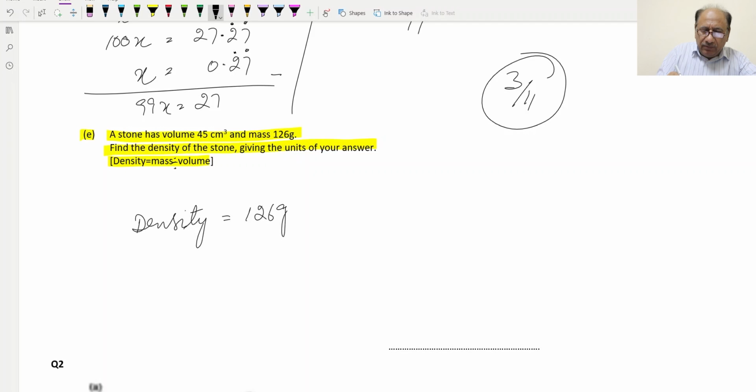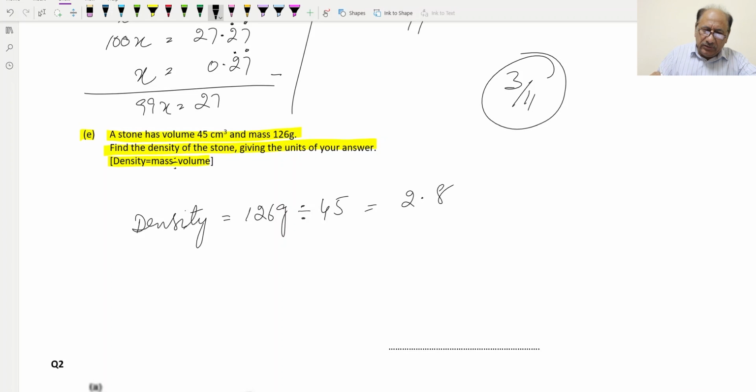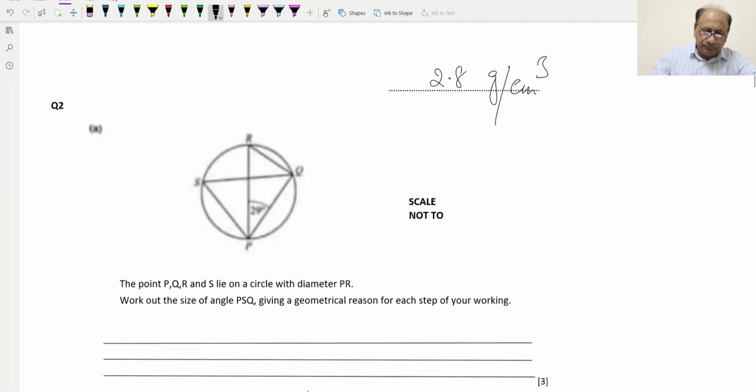126 grams divided by volume, which is 45, will be equal to 126 divided by 45, which is equal to 2.8. The units will be gram per centimeter cube. So 2.8 grams per centimeter cube, this will be the volume.